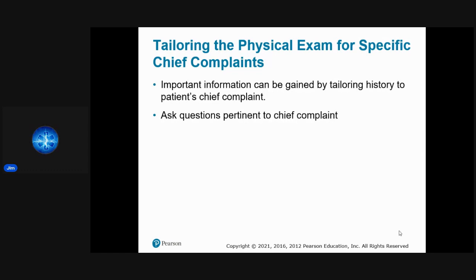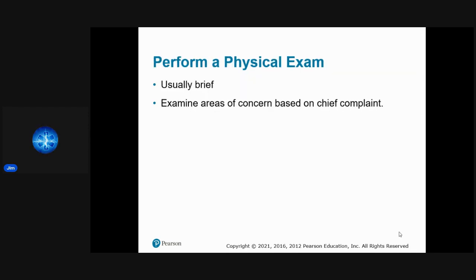Tailoring the physical exam for specific chief complaints. Important information can be gained by tailoring these histories just to the patient's chief complaints. We're going to ask questions pertinent to that chief complaint. So, for example, if we're having trouble breathing, we're going to ask questions about the respiratory system and breathing. Like, are they in pain? If they have a history, stuff like that. Perform physical exam. It's usually brief. It's pretty quick. We're not spending an hour on this exam. Examine the areas of concern based on a chief complaint, which we call a focused exam. So we're going to focus in on what they're complaining about.